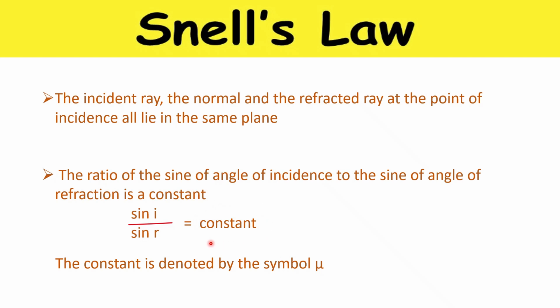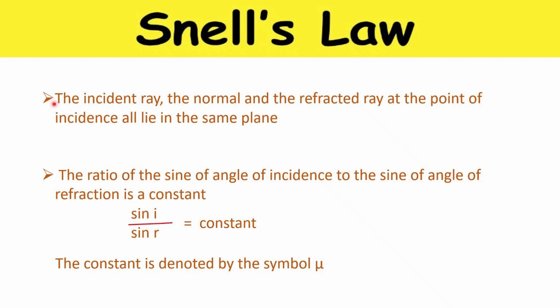Now this constant, that is sin i by sin r, is represented by this symbol. We call this symbol mu. It is also the refractive index, to which I will be coming back a little later. But for now, just understand that the ratio of sine of angle of incidence, sin i, divided by the sine of angle of refraction, sin r, is a constant. That is, its value will not change, it will remain the same always. And this constant is denoted by this symbol, which is called mu.